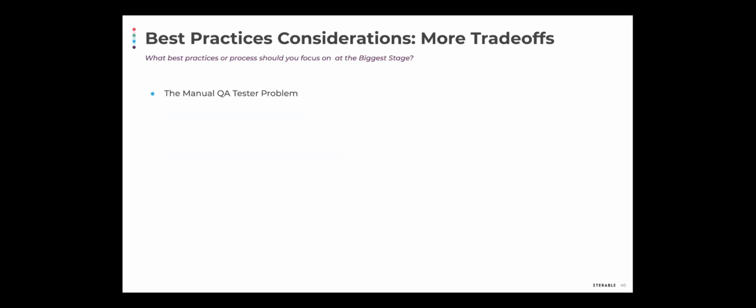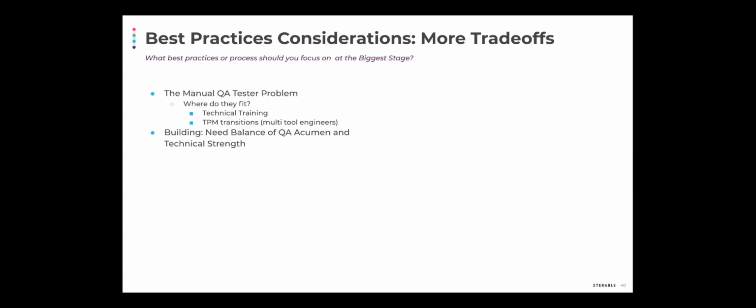The manual QA tester problem. This is one of the things that I see the biggest at these big companies. Where do they fit? Should you train them? Should you transition them to more of a technical program manager? And then we see this huge shift of, hey, let's shift left. Let's get rid of all QA.